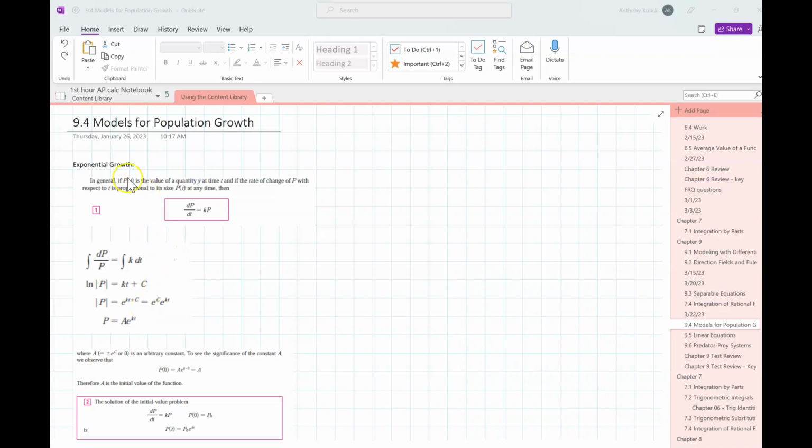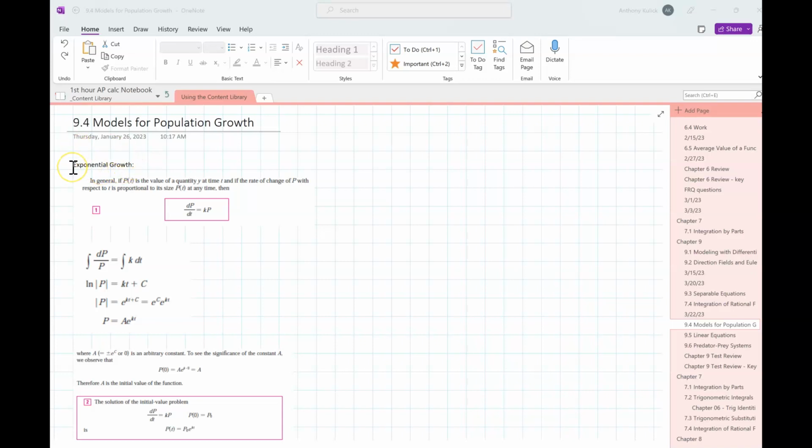Hi, today we're going to look at section 9.4, which is about models of population growth. This is a common application for differential equations. So let's consider the two population growth models that we talked about previously in section 9.1.